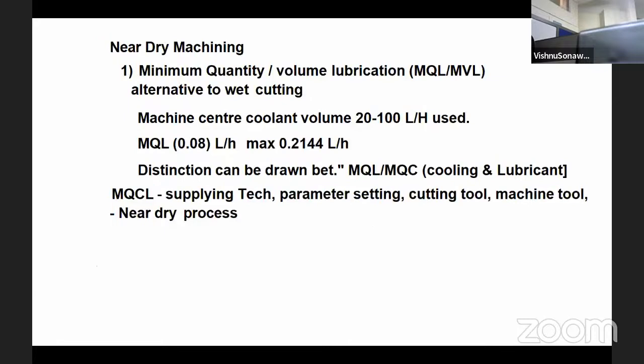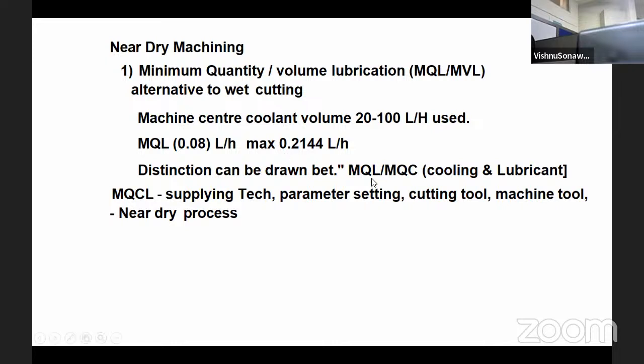These are the dry machining methods. In near dry machining, the flow is 20 to 100 liters per hour in a machining center, but in minimum quantity lubrication it is a minimum of 0.08 liter per hour and a maximum of 0.21 liter per hour. Such types of oil are recommended.